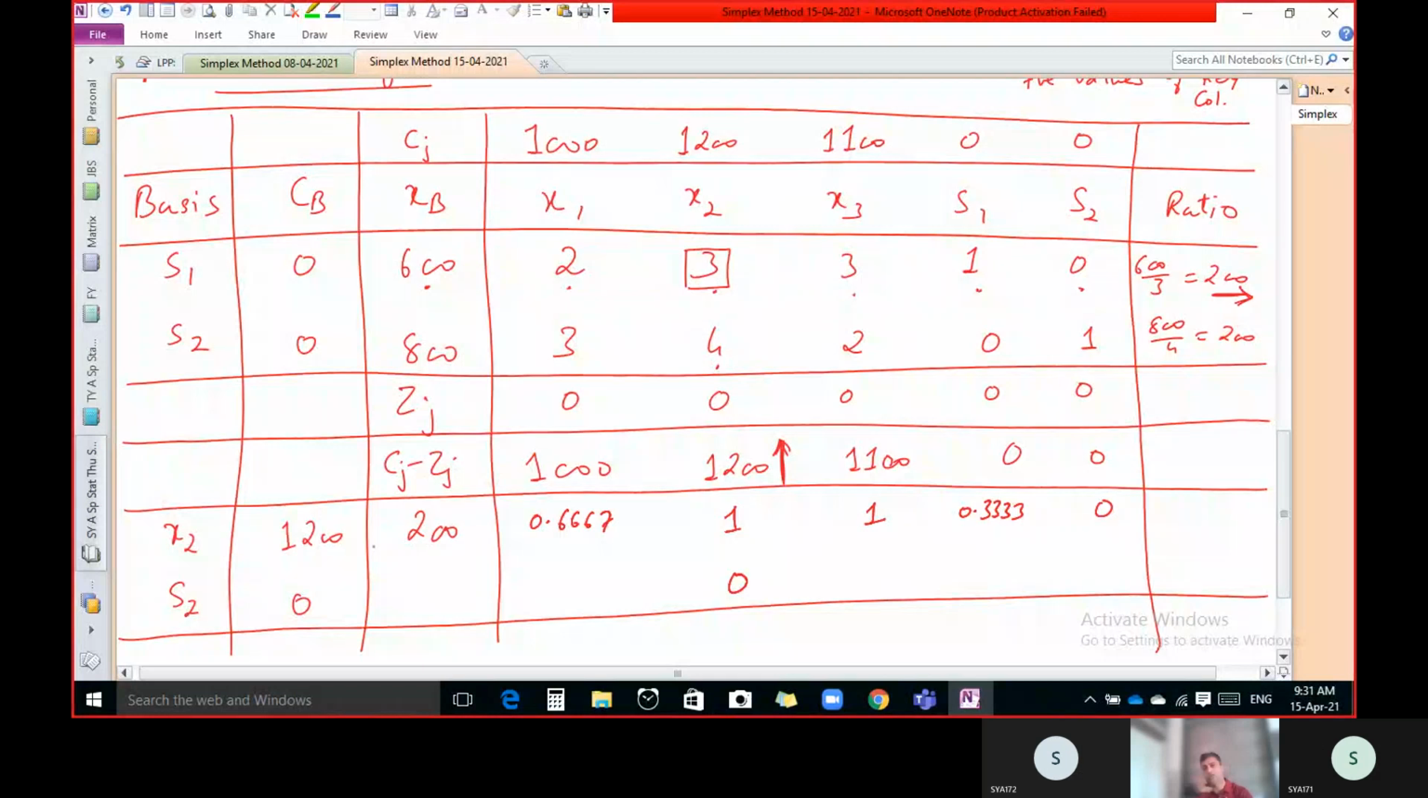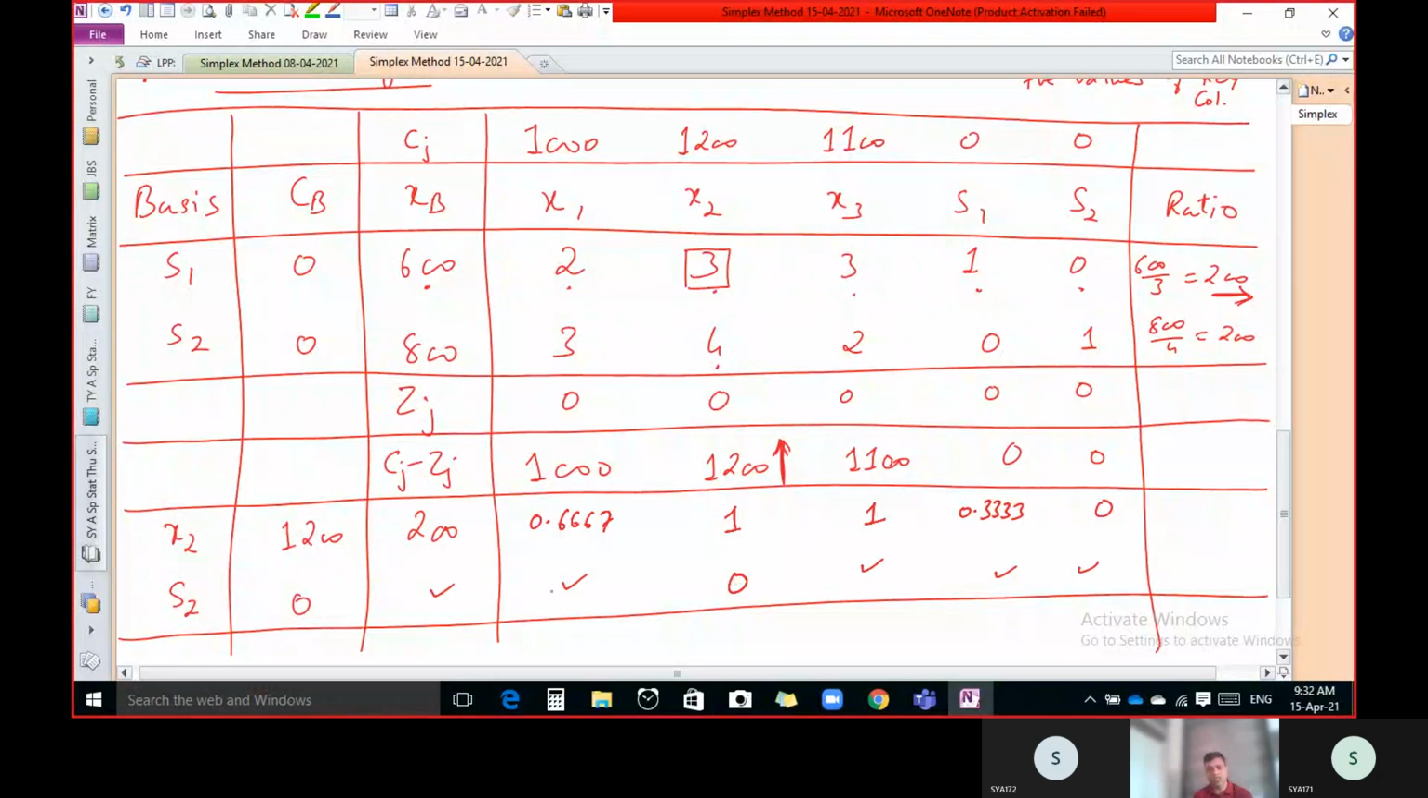So the key row and key column are very easy to calculate. Now the question is how to calculate the remaining values, and for that it requires some mathematics. Once again, here you have to divide all the elements of the key row by the key element, and in the key column you have to put 0 in the remaining places.